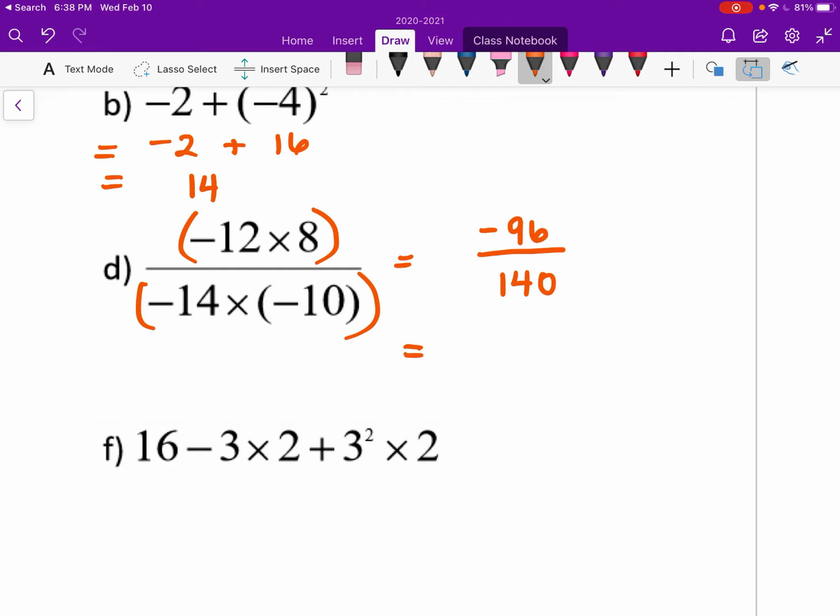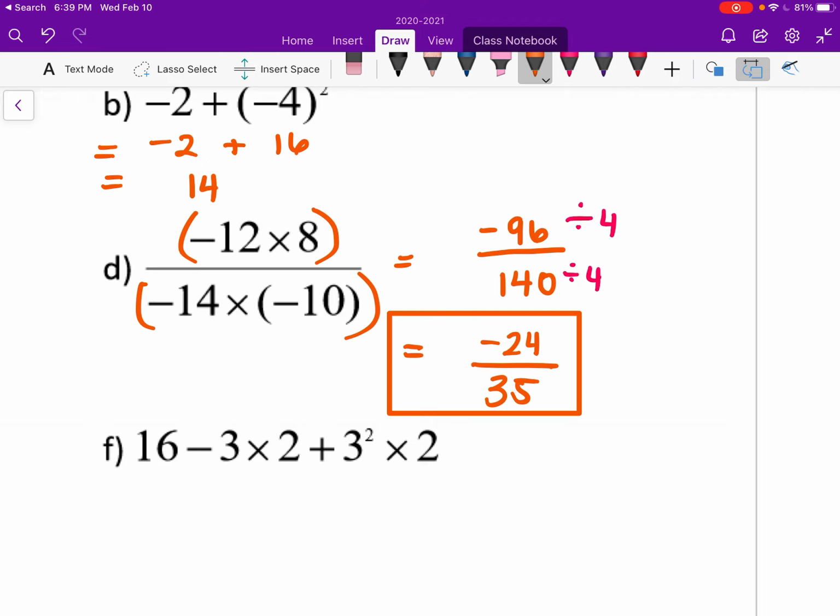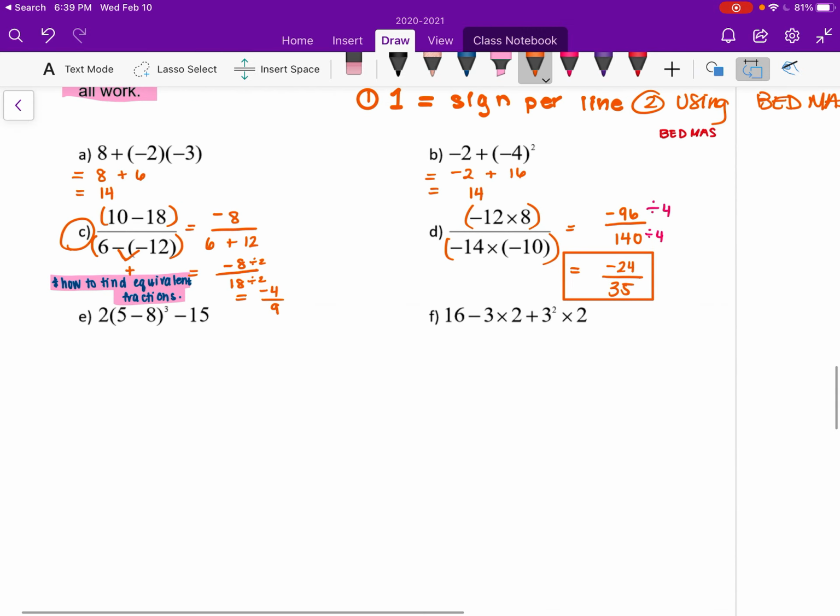Right? I know that if I really wanted to, I could reduce this. So I'm going to say, okay, 96 divided by what will work? Can I divide both by 4? So let's try that. Negative 96 divided by 4 is going to give me negative 24. Right? So I'm just going to go in here and say divide both by 4. Right? Negative 24, 140 divided by 4 is going to give me 35. And I don't think I can reduce those anymore. So that's my answer. Always put your answer in the most reduced form.